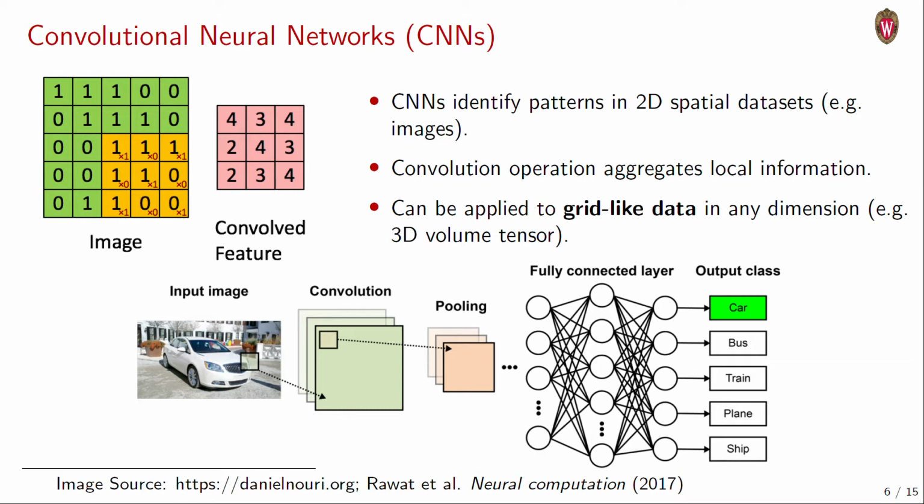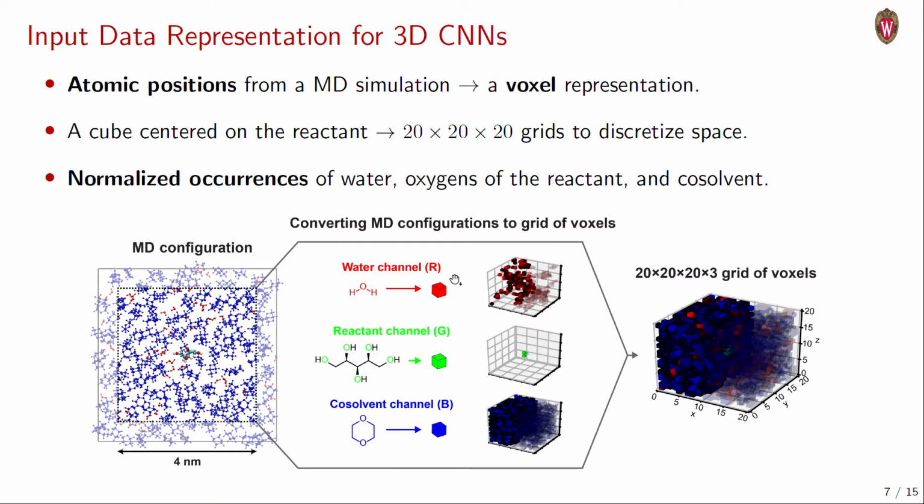Convolutional neural networks can be further generalized to extract features from three-dimensional volumetric data, which can facilitate the analysis of 3D molecular structures. This figure illustrates the approach used to convert MD configuration positions to a grid of voxels. For each set of the atomic positions corresponding to a single time sampled during the MD simulation, we centered a 3D histogram on the center of mass of the reactant.